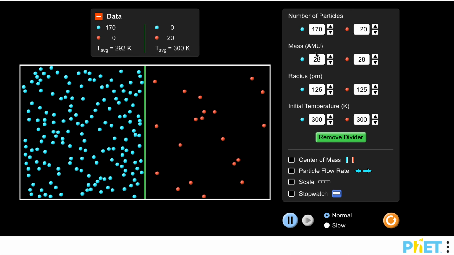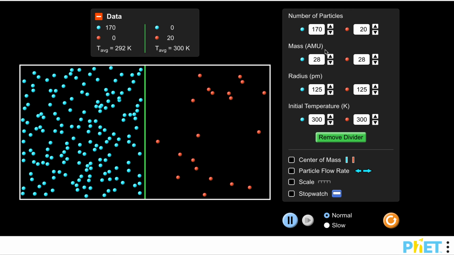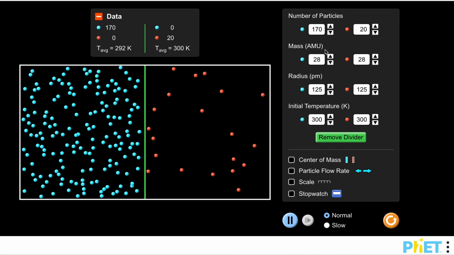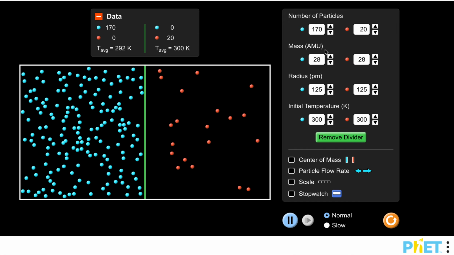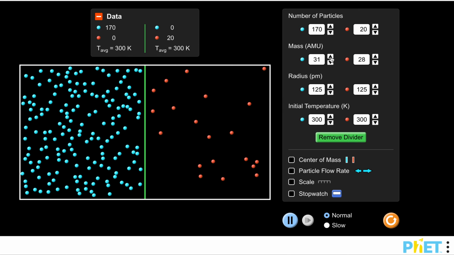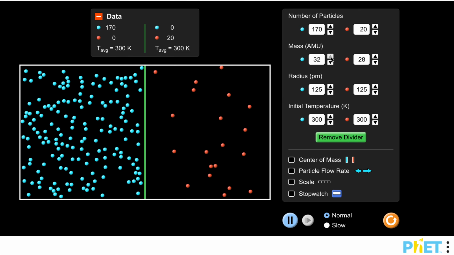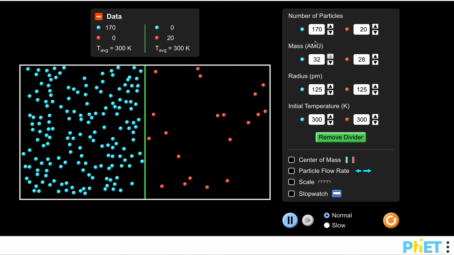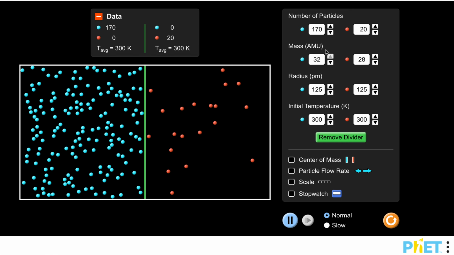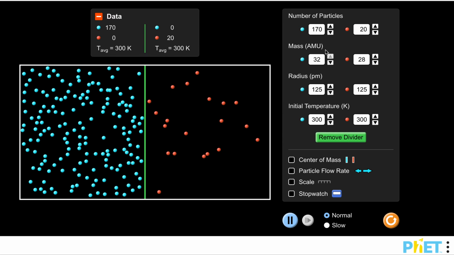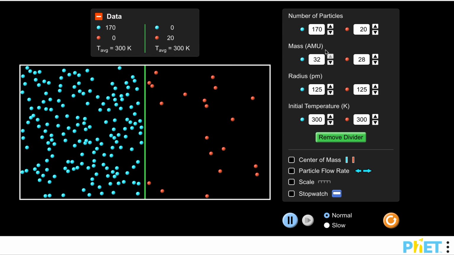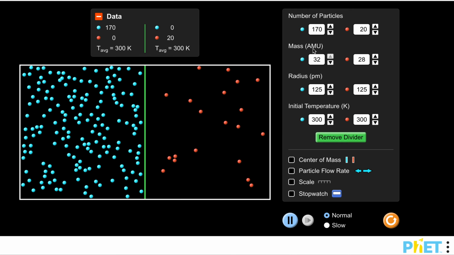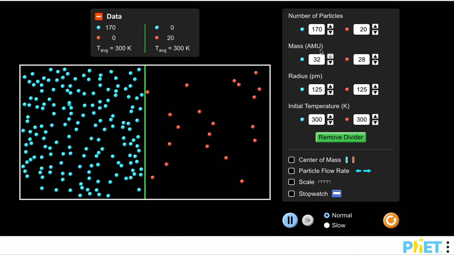Next thing you can control is the mass of the particles. So this is how much stuff they're made out of. In a way, you can think of it as how heavy are they, kind of how much do they weigh. So you can crank things up and you can make the blue ones quite heavy. So 32 AMU, you may not have seen that unit before either. AMU is a unit of mass. So like if you were weighing something big, you might use kilograms or pounds or something like that. With something as tiny as atoms and molecules, we usually use the unit AMU.